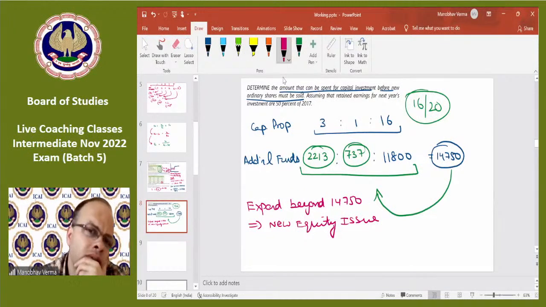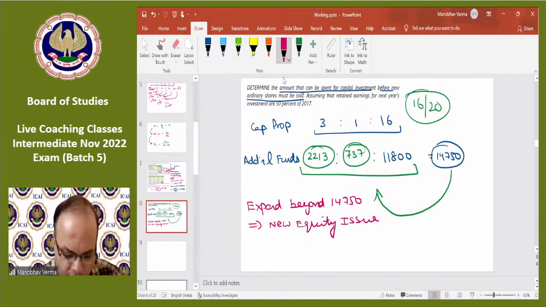Aditi, Karthik, Khushi, Hitesh, everyone.